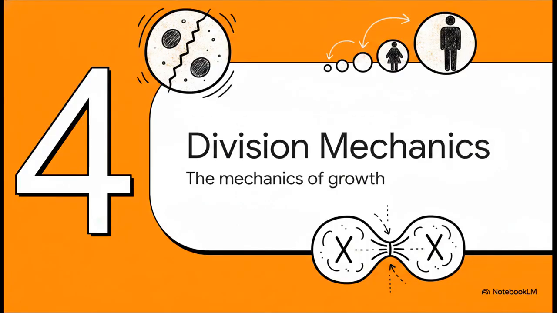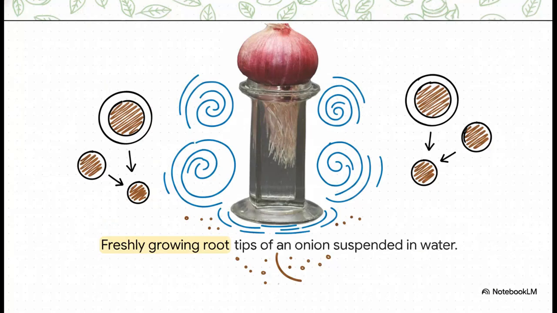Section 4, The Mechanics of Cell Division. So how does this microscopic factory actually expand when you're growing, or repair itself when you get a scrape? Well, to understand growth, scientists love to look at the freshly growing root tips of a simple onion suspended in water. Why onions? Because the cells at the very tip of those roots aren't just sitting idle, they are actively and continuously dividing to push the root further down into the soil.